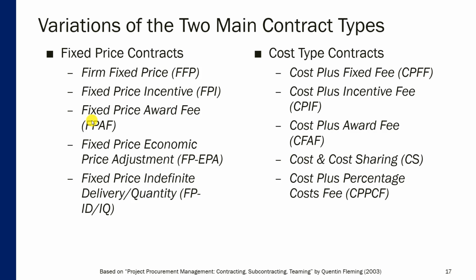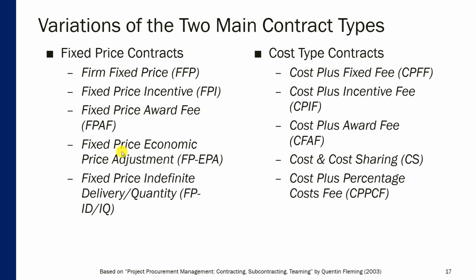Sometimes fixed price contracts are under the fixed price award fee category, where the price is fixed, but there are some awards for certain rather subjective characteristics of the products or services, such as delivering within the agreed upon schedule, or meeting the customer expectations and stuff like that. Typically, the award fee under this type of contract is decided by the buyer, so it's not specified in the contract. It's up to the buyer whether to give this tip or award or not.